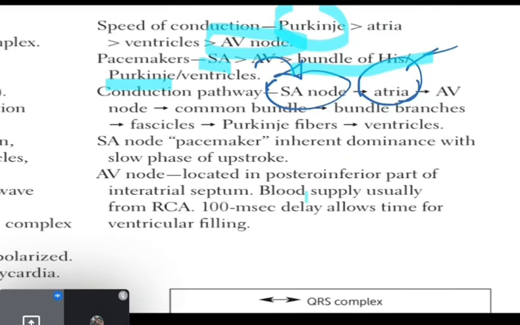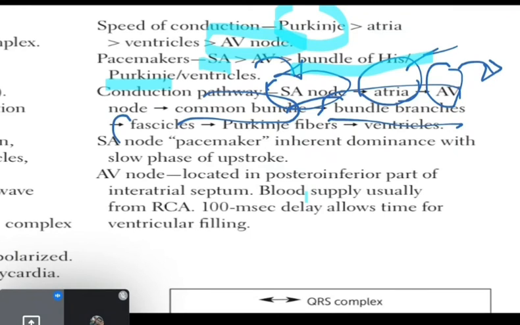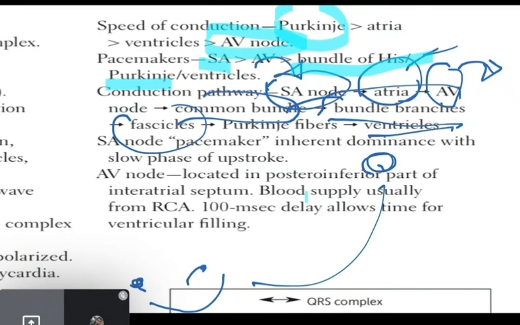And after the atria contract, the AV node will conduct the signal to the common bundle, which divides into the left and right branch. After it goes to the common bundle, it will go to the right and left bundle branches, yes? So the bundle branches, and after that to the ventricles that we talked about, and then you have here the Purkinje fibers. After the Purkinje fibers, the ventricles contract.